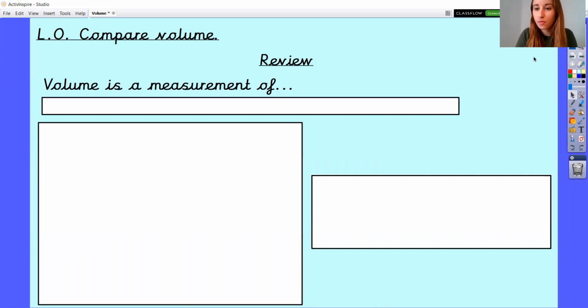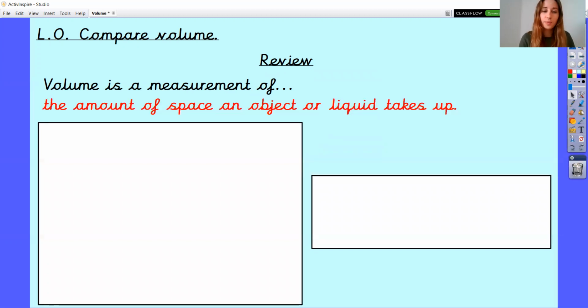Okay, so a little review of what we did yesterday. I wonder if you can complete my sentence. Volume is a measurement of, and you can either think this in your head, or you might say it out loud, or you might share with a partner what you think volume is a measurement of. So here's my definition. Volume is a measurement of the amount of space an object or liquid takes up. Let's say it together. Volume is a measurement of the amount of space an object or liquid takes up.